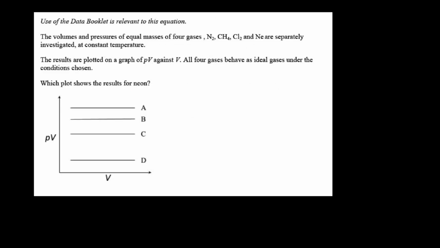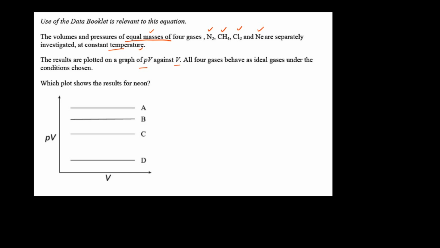Okay, so this is another interesting question. The volumes and pressure of equal masses of 4 gases. So the masses are equal for all the 4 gases. Nitrogen, methane, chlorine and neon are separately investigated at constant temperature. So temperature is constant and mass is also constant. The results are plotted on a graph of PV versus V. All 4 gases behave as ideal gas under the condition chosen. Which plot shows the result for neon?